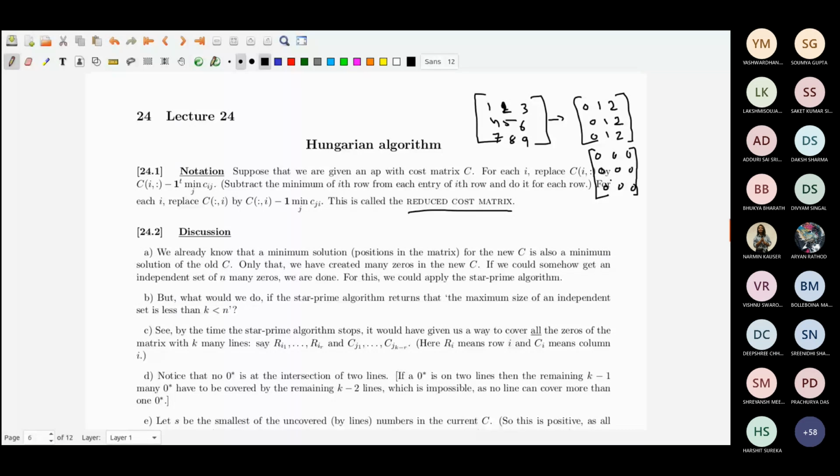So had I taken something like 8 over here, I would have got a 4 over here, and I would have got a 2 over here, which I would have avoided. Anyway, this is the reduced cost matrix. So take the matrix, first subtract the row minimums from each row, then whatever is the matrix, subtract the column minimums from each column, so that in each column and in each row you have at least one 0.